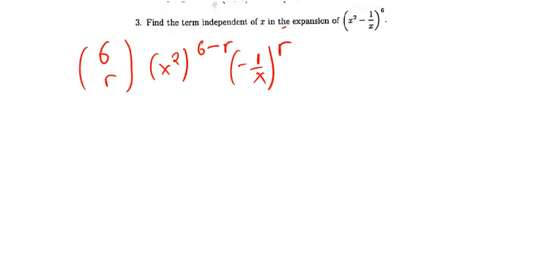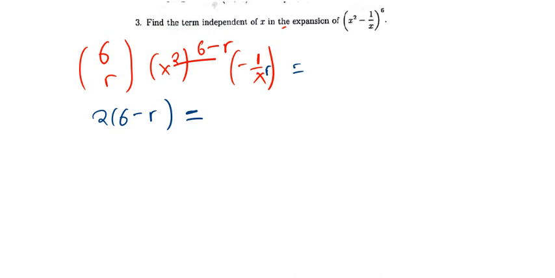So let's try to simplify this. Here what we know is that 2 is going to multiply with whatever is outside there, so that would be 2 multiplied by 6 minus r. For us to have no x, the power of x on top and the one down should be equivalent. If we distribute the r there, the x becomes x to the power r and 1 to the power r. But 1 raised to the power r doesn't change anything, so it will just be x to the power r. So the power of x, which is r, should be equal to the power of x on top, which is 2 multiplied by 6 minus r.